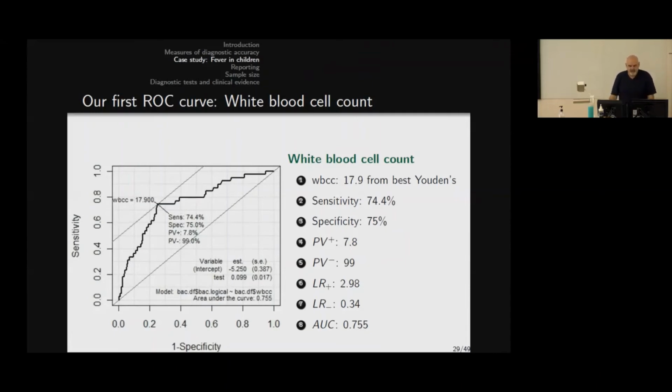17.9. We get the sensitivity, we get the specificity, we get our positive and negative predictive values, we get our positive likelihood ratio, our negative likelihood ratio, and the thing that we often talk about with ROC curves is this area under this curve. So basically we work out how much this area is here. I'll talk about that in a minute.